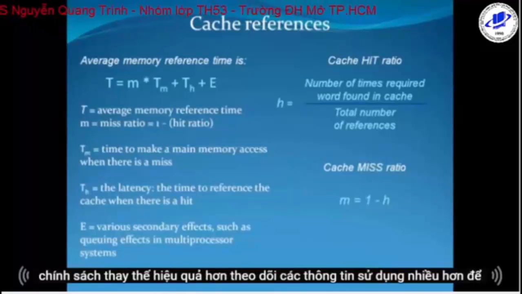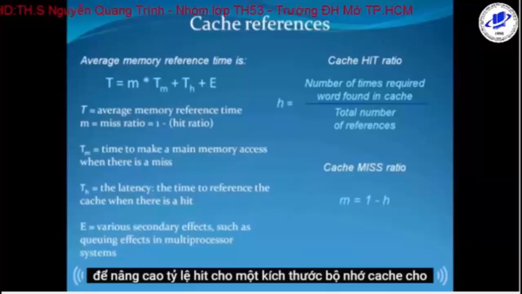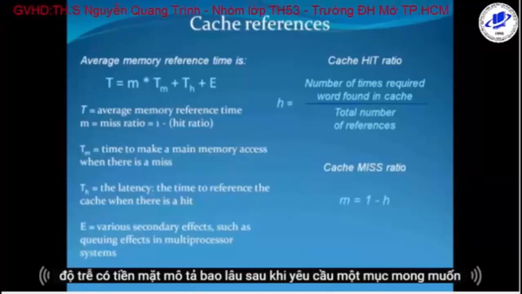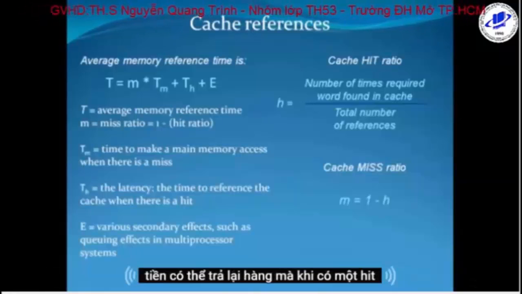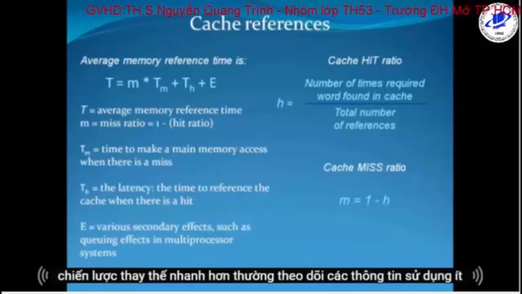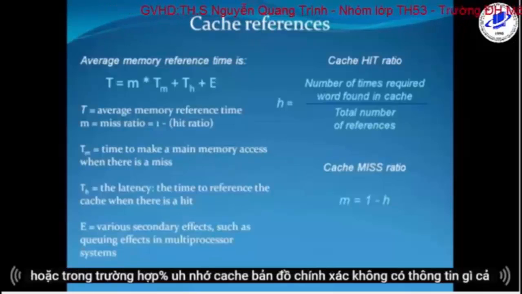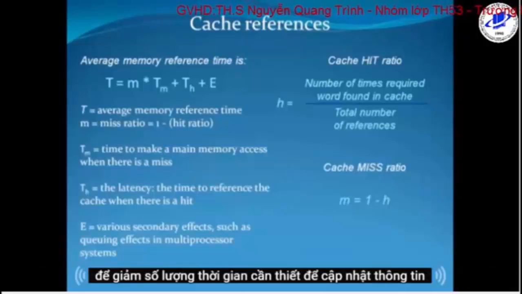More efficient replacement policies keep track of more usage information in order to improve the hit rate for a given cache size. The latency of a cache describes how long after requesting a desired item, the cache can return that item when there is a hit. Faster replacement strategies typically keep track of less usage information, or, in the case of direct mapped cache, no information at all, to reduce the amount of time required to update that information.